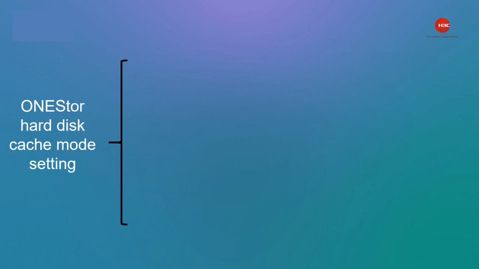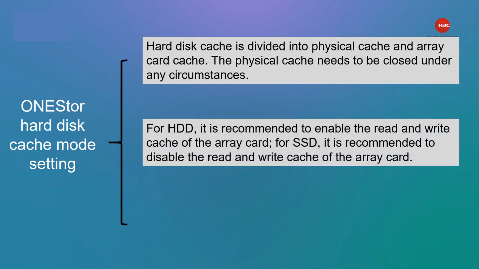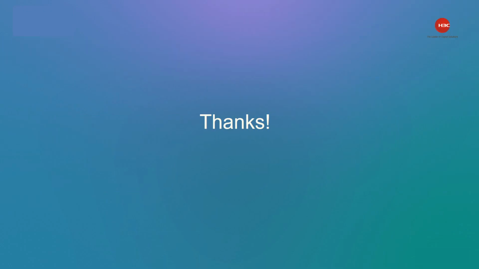Through the previous lecture, the introduction of Onestor hard disk cache mode setting is complete. Let's review the main points of today. Number 1. Hard disk cache is divided into physical cache and array card cache. The physical cache needs to be closed under any circumstances. Number 2. For HDD, it's recommended to enable the read and write cache of the array card. For SSD, it's recommended to disable the read and write cache of the array card. Number 3. If the write cache of the array card is enabled, the array card cache must be configured in power down protection mode. That's the end of today's lecture.